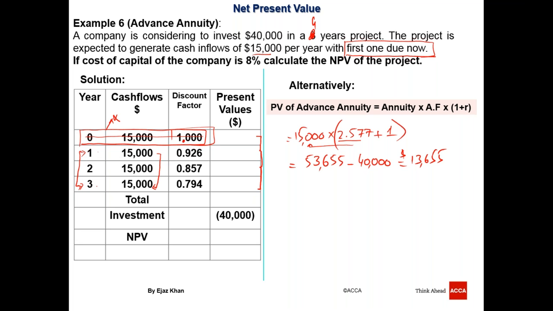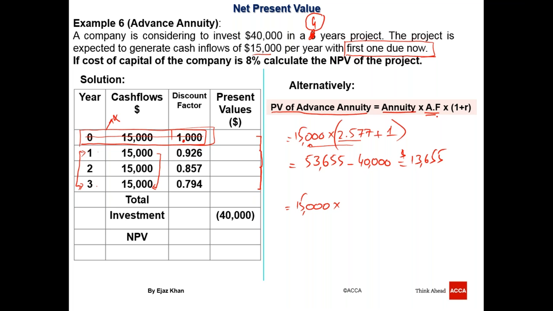Okay, let me give you an alternative way of solving the same question. And it will also give you the same answer. Just look at the formula above. Present value of advance annuity. Just write down the annuity, which is 15,000. Multiply it with the annuity factor. Forget about the advance thing. Just focus on the project life.